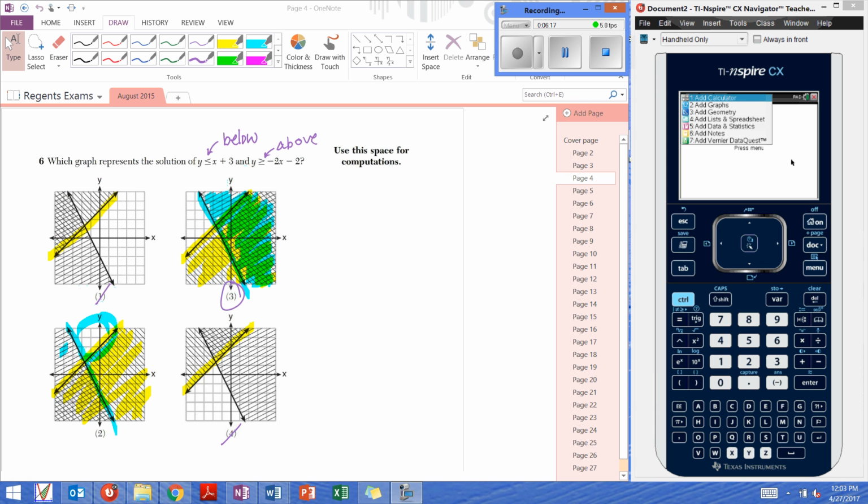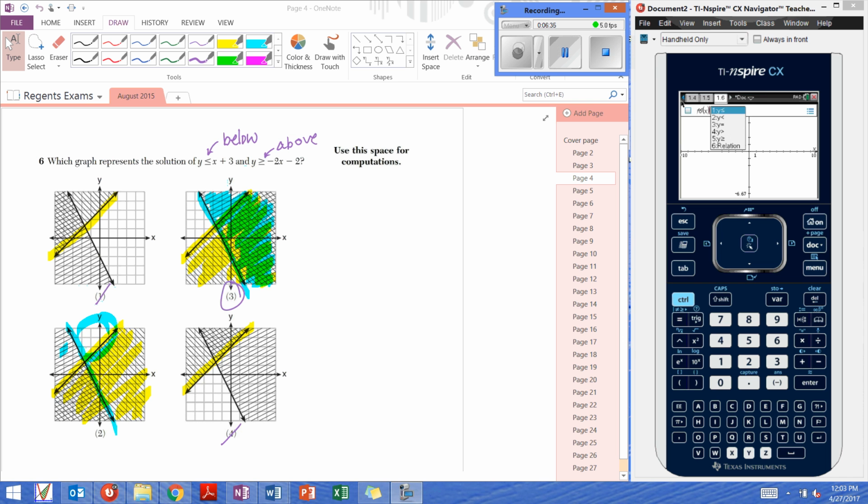A less than symbol means shade below. A greater than symbol means shade above. So if you look at the answer choices, the only one that makes sense is answer choice 3 because the shading is correct.